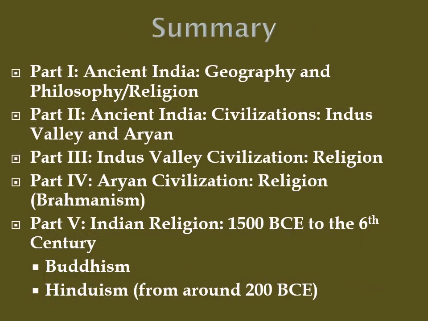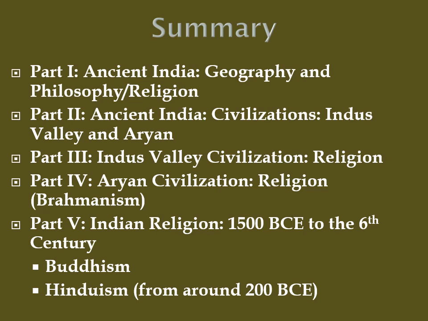So a quick summary of what we covered for lecture 2. We started off with ancient India, looking at geography and philosophy and religion. For geography, we talked about the two rivers, the Ganges and Yamuna. Then we moved on to take a look at the civilizations of the Indus Valley and the Aryans. Subsequently, we looked at their religions, right? The religion of the Indus Valley civilization and the religion, Brahmanism, of the Aryan civilization.